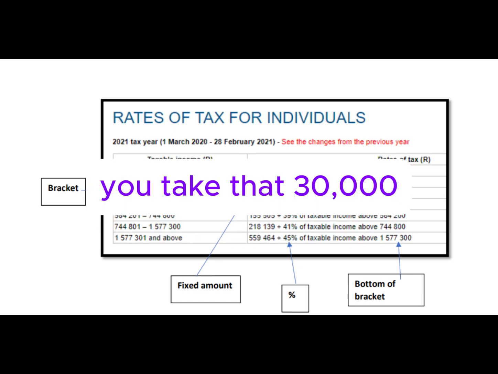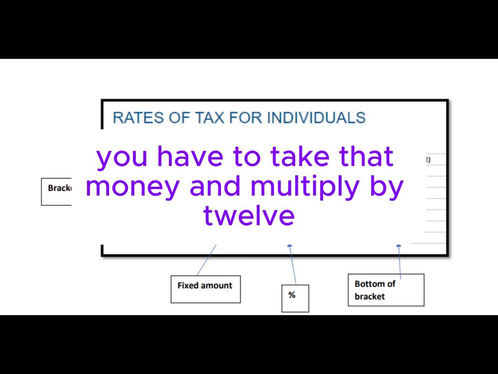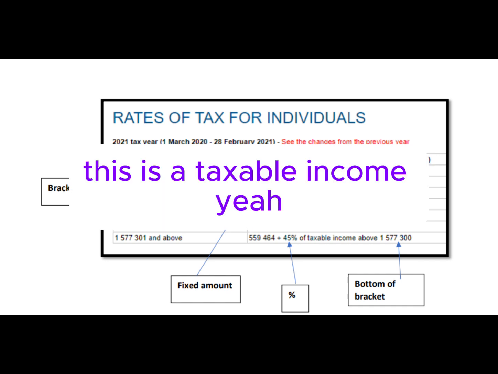We take that 30,000 and deduct 2,550, which is 27,450. Then we multiply it by 12, which is 329,400 per year. This is the taxable income.